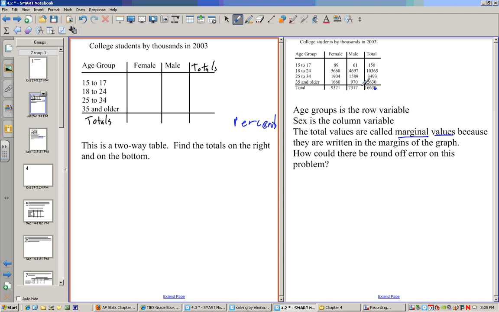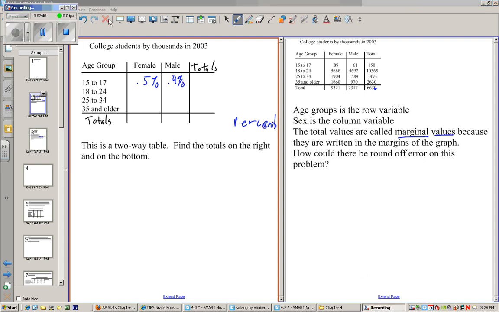So if I use percents, what I'm going to do is take 89 over 16,638, and if I did that, my answer is 0.0054. So it's about 0.5%. To find the male, what I'm going to do is take 61 over 16,338, and that answer is about 0.4%. Now take a second, pause the video, and fill in the rest of these answers.